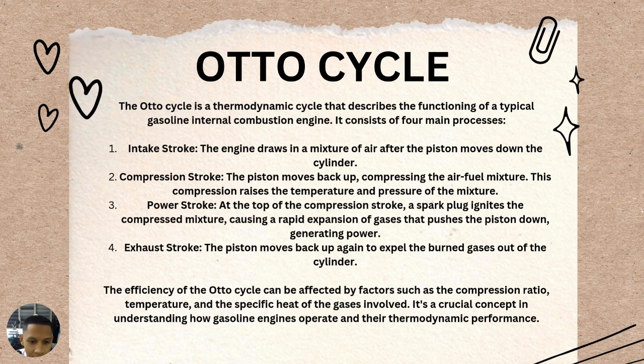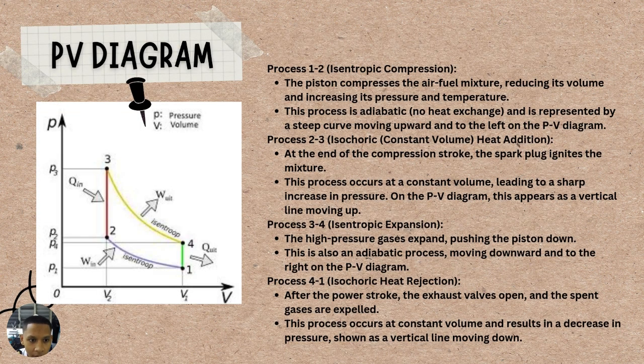Now, let's jump straight to the PV diagram. From this PV diagram, we can say there are four main processes that happen here. Process 1 to 2 is isentropic compression. The piston compresses the air-fuel mixture, reducing its volume and increasing its pressure and temperature. This process is adiabatic because there is no heat exchange, as represented on the PV diagram.